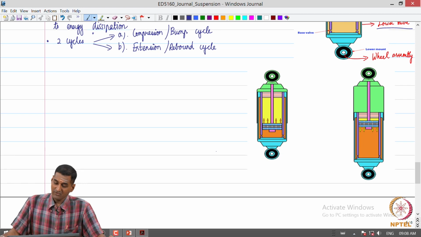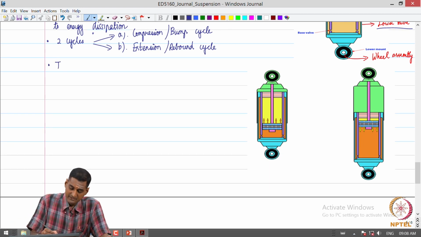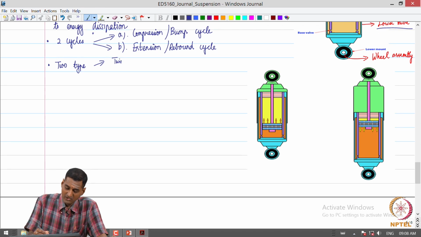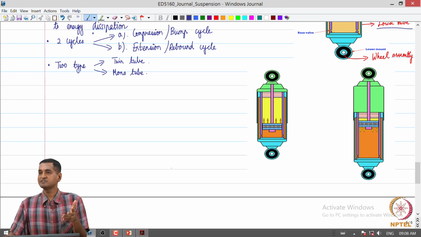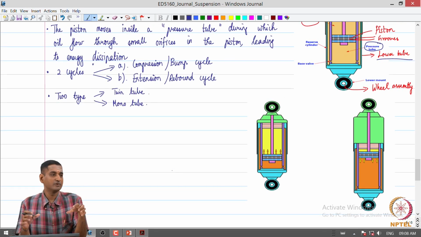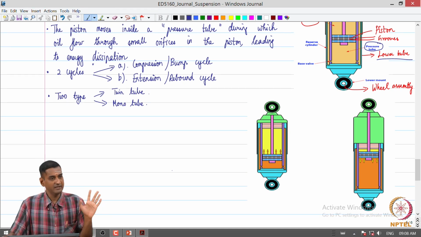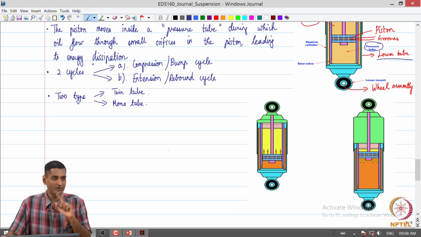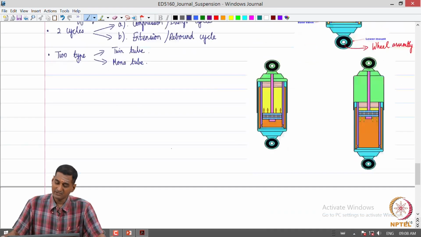Now, depending on the number of tubes in the lower half, we have what is called a twin tube shock absorber and a monotube shock absorber. A shock absorber used in automotive applications has two tubes, an upper tube and a lower tube, called the pressure tube, which slide into each other. So what is a twin tube? Inside the lower tube there are two annular cylinders or tubes. That is why it is called a twin tube shock absorber.